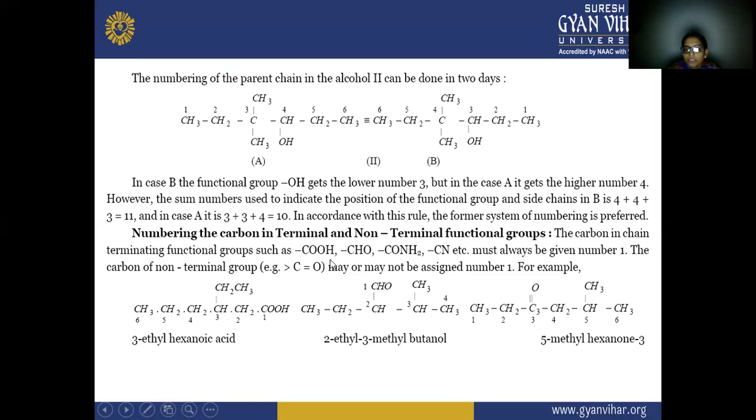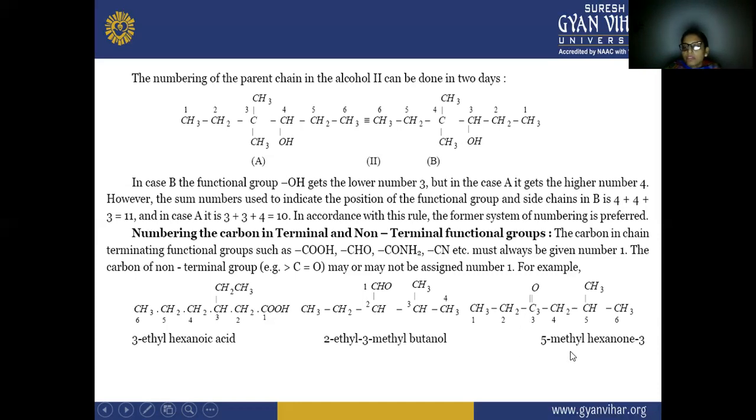So numbering the carbon in terminal or non-terminal functional groups: the carbon in a chain terminating functional group like COOH, CHO, CONH2, CN. These are the terminal functional groups, so here we can start the numbering from this carbon atom. In this example you can see 3-ethylhexanoic acid. We are starting the numbering from the carboxylic acid carbon. This is also the same, but this is a non-terminal example, so we are not starting the numbering from this carbon atom. We are starting the numbering from this carbon atom.